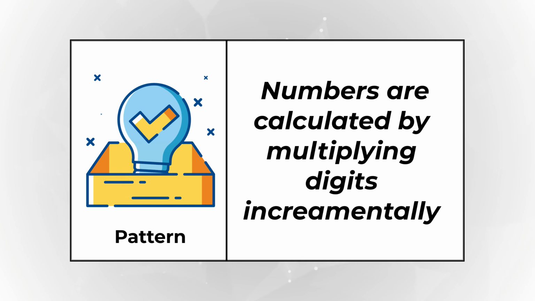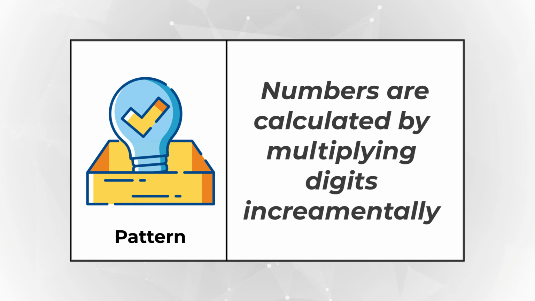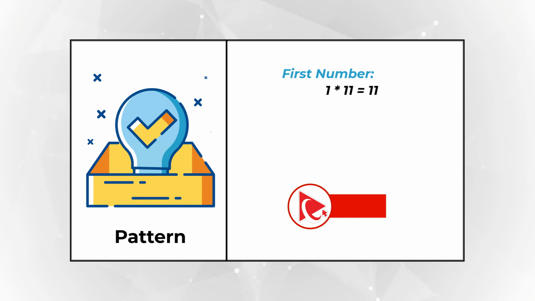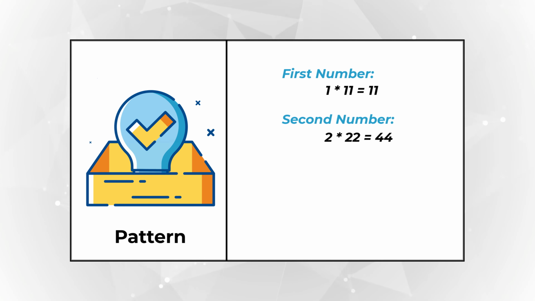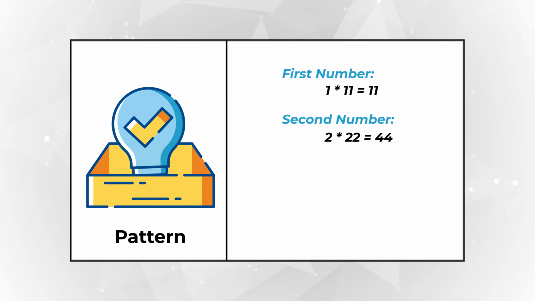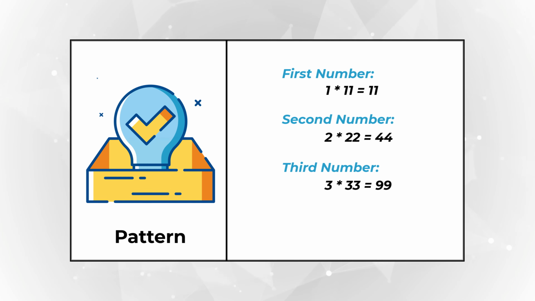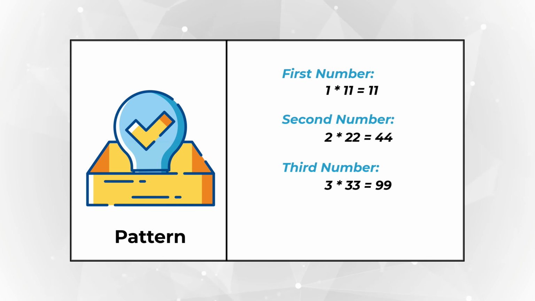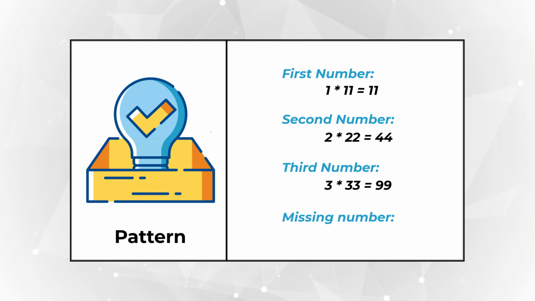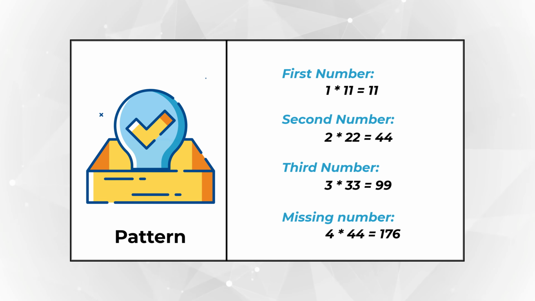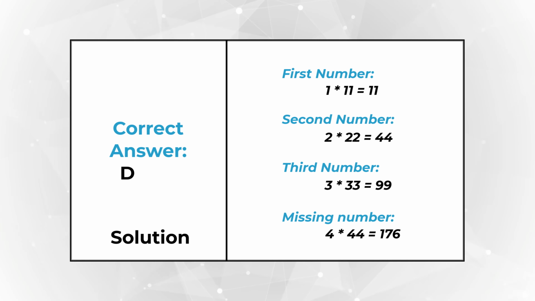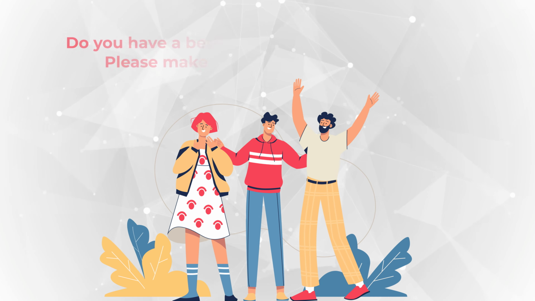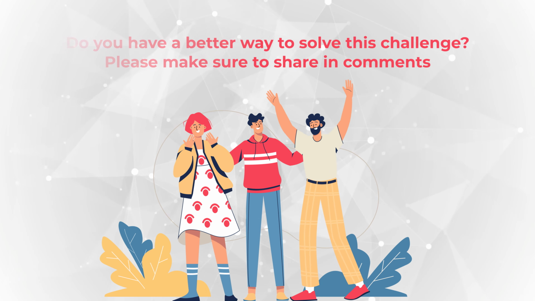The way the first 3 numbers are calculated is by multiplying the single digits incrementally. For example, the first number is 1 multiplied by 11, which is 11. The second number is 2 multiplied by 22, which equals 44. The third number is 3 multiplied by 33, which equals 99. So the missing number can be calculated as 4 multiplied by 44, which equals 176. So the correct choice here is choice D, 176. Hopefully you've nailed this question and now know how to answer similar problems on the test.